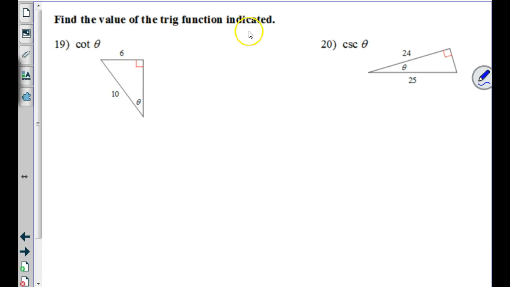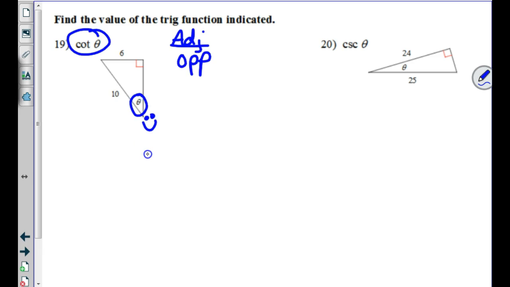The value of the trig function indicated. Okay. Cotangent is the reciprocal of which one? Tangent. Okay. Tangent was TOA, or opposite over adjacent. So this one is adjacent over opposite. The theta is down here.